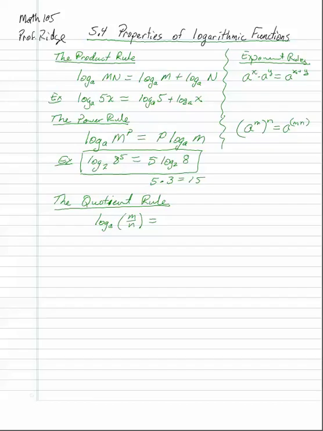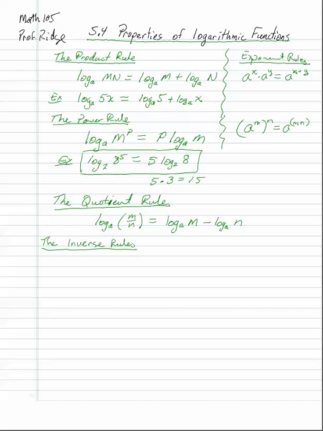Okay, and then the quotient rule, if you take log base A of a quotient, m divided by n, you could split that up into the log base A of m minus log base A of n. And I won't show you an example of that one.